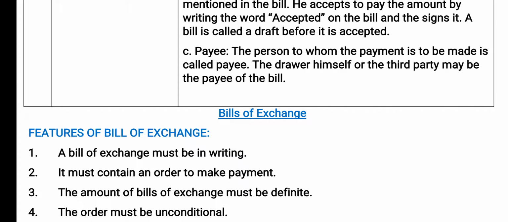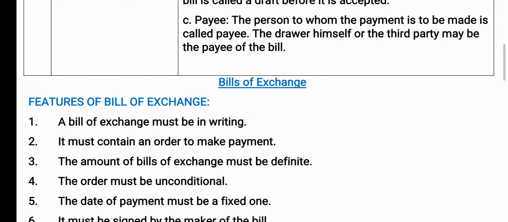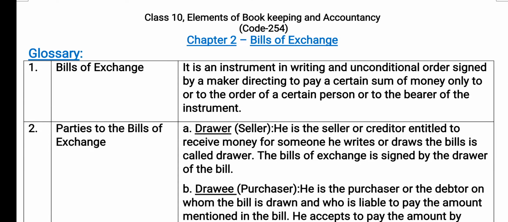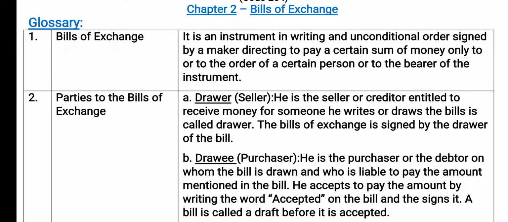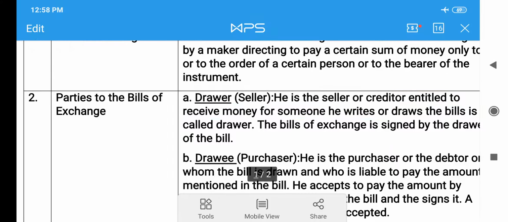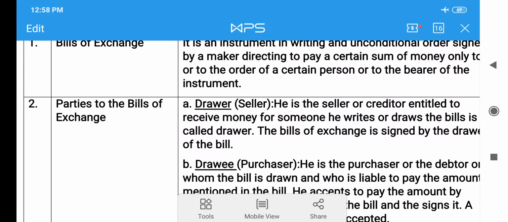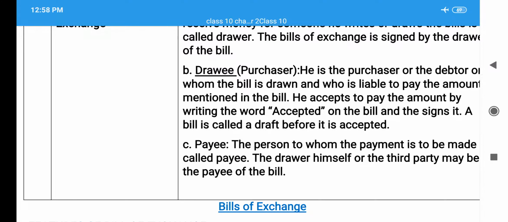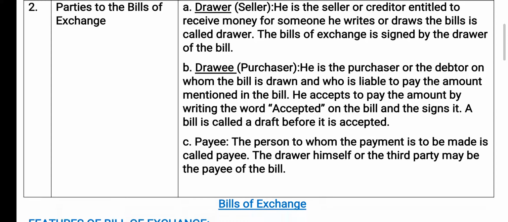Now we will discuss the chapter bills of exchange. As I already told you the meaning of bills of exchange, it is an instrument in writing which is unconditional and signed by the two parties, in which it is mentioned that one is going to pay the bill to the other. Now it is more clear to you that the drawee is going to give money to the drawer.